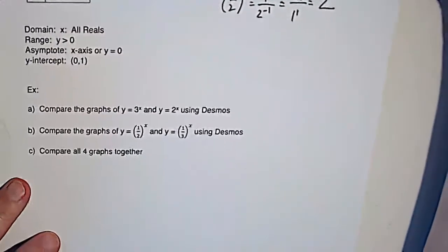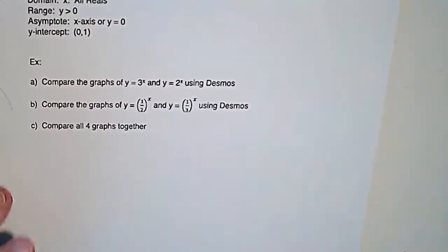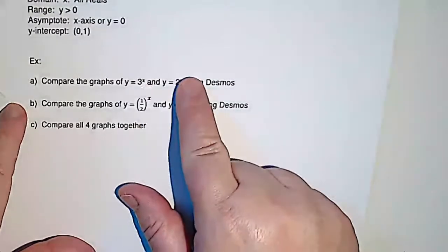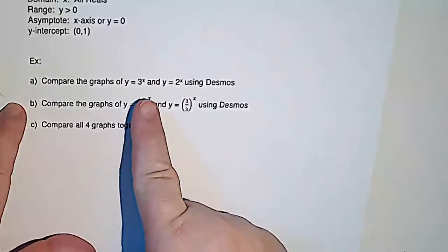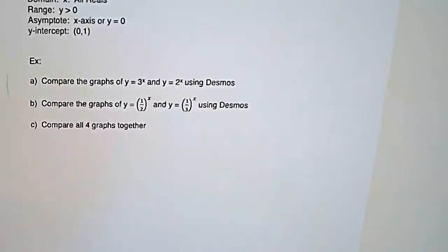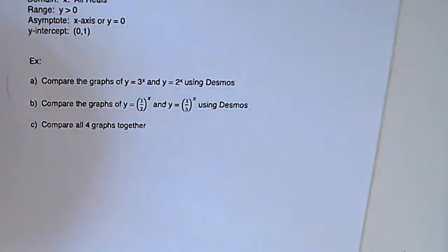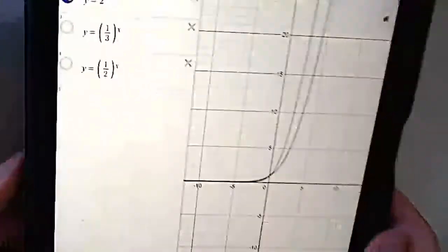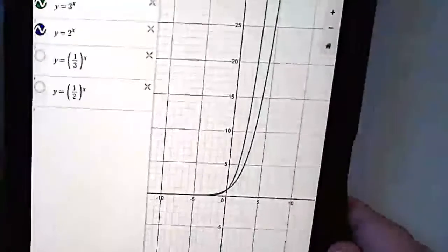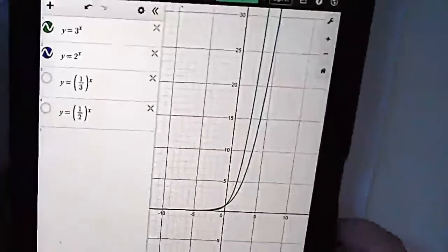So, having looked at those two, I want to start really comparing. So I want to compare 3 to the x and 2 to the x, 1/2 to the x, and 1/3 to the x. And then just to go completely bonkers, I want to do all of them at the same time. Okay. So the first question is, which do you think gets bigger faster? 2 to the x or 3 to the x?